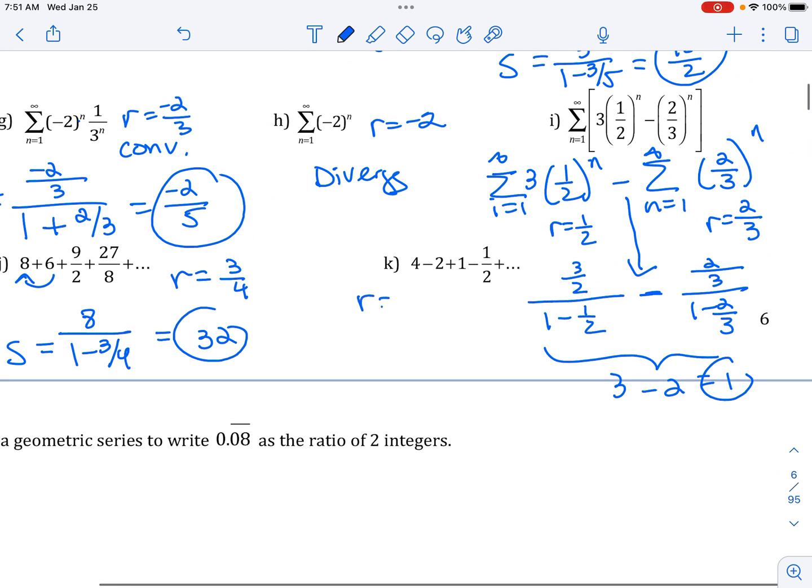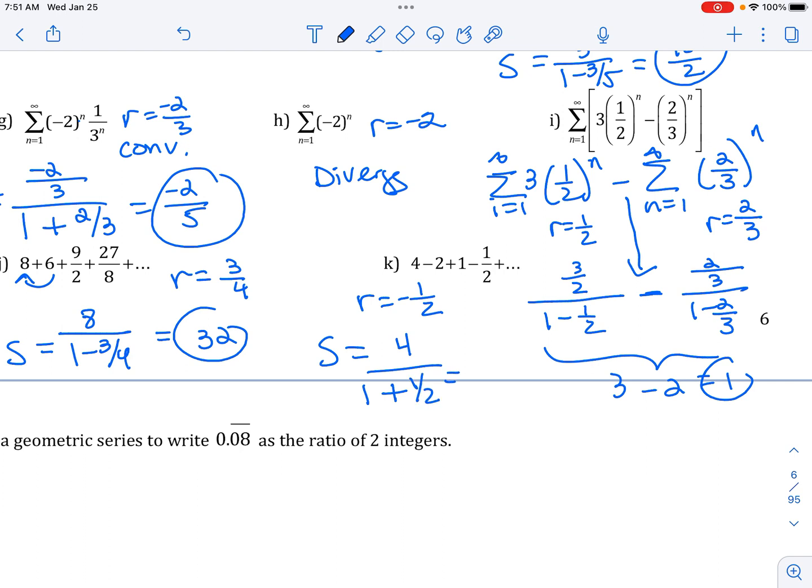Here, your R is negative 1/2, so I will have a sum again. Your A in this problem is 4. 4 over 1 minus negative 1/2, or this becomes plus 1/2, and I believe this gives me 8/3.